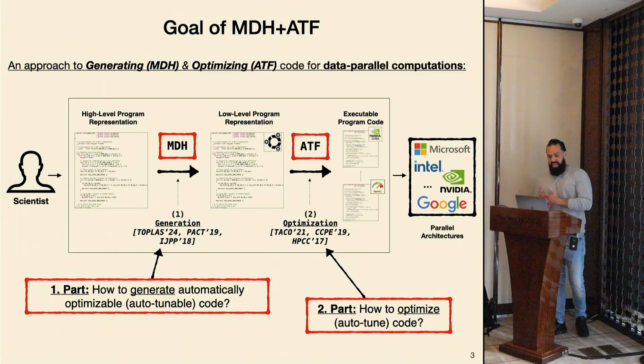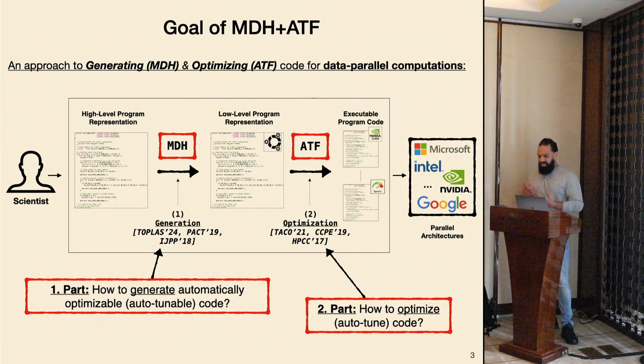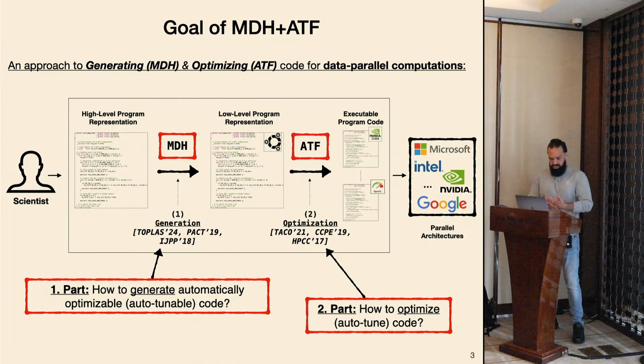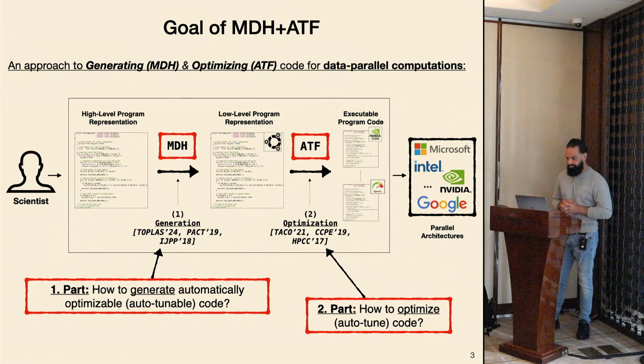So the goal of MDH and ATF: approaches to generating and optimizing code for data parallel computations. If you want to summarize quickly in simple questions what these projects are about, the question regarding MDH, our research on code generation, would be: how can we generate code that can be fully automatically optimized for a particular target architecture and also for characteristics of the input and output data, such as, for example, the data size or memory layouts?